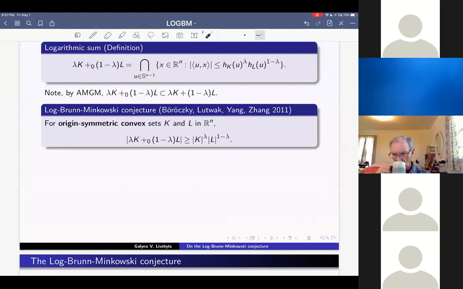So the origin symmetry and convexity assumptions are definitely necessary. If, for example, K and L are the same ball, and we shift the ball a bit, so K is a ball and L is a ball slightly shifted from the origin, it's going to immediately fail. So unlike the Minkowski sum, it's not invariant under shifts, so some very strong structural assumptions are required for this to be true, but the conjecture is that this is true for symmetric convex sets.